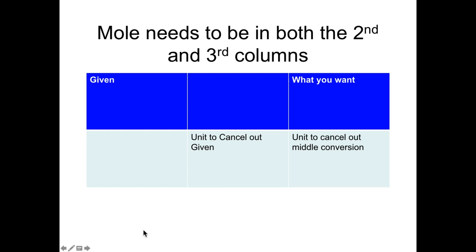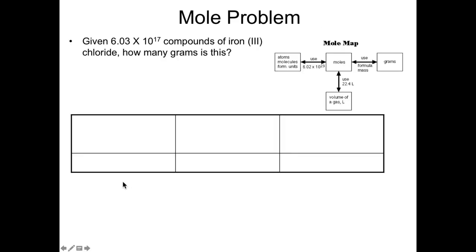And the basic setup for a 2T chart is mole will need to be in both the second and third column. So usually you'll have a given, you'll have a unit to cancel, mole will be here. Then what your final answer is going to go here, and the mole will then be here to cancel that, and then you'll have your answer. So let's go and see one of these in practice.